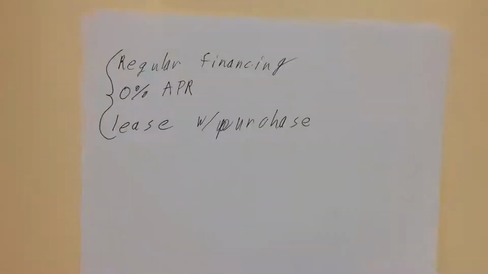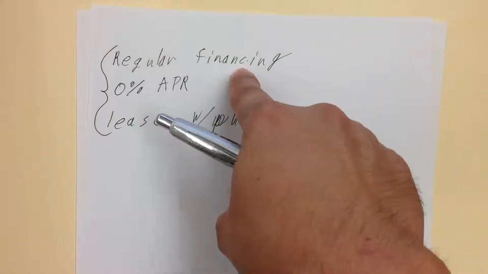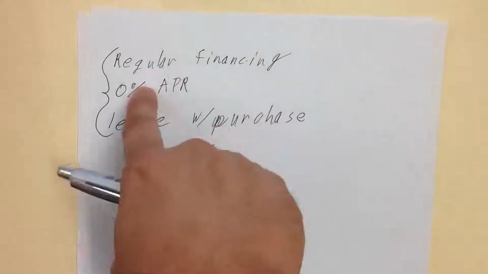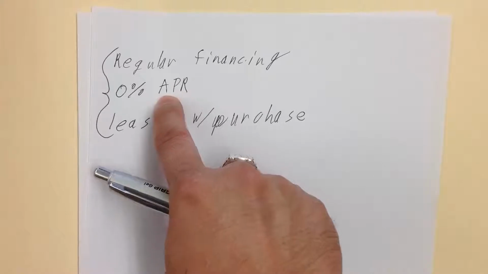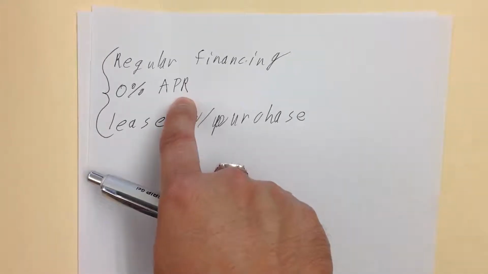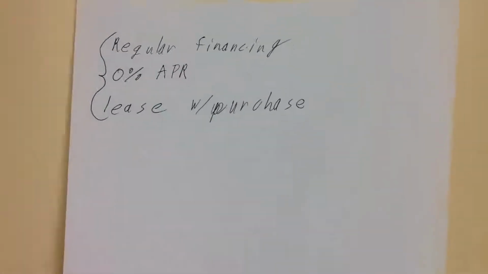Now, there's a couple of purchasing options that we can use. Either regular financing, which has a certain percentage, and then we have something called 0% APR. APR stands for annual percentage rate, which is your I, or your interest. And then we have lease with purchase options. All these have a certain amount of cost.